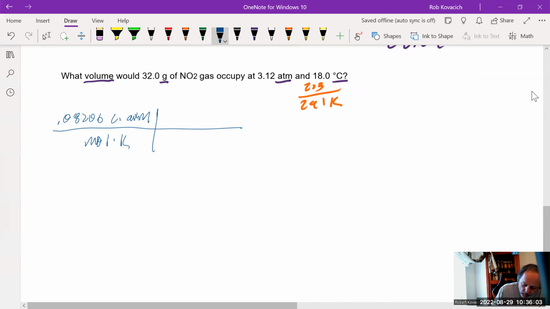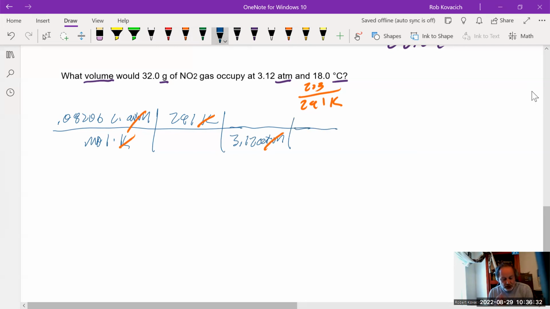That's good. I'm going to go ahead and start knocking stuff out here. 291, actually, I didn't want to do that. 291 K, and then we can cancel out the K's. Good. And then I can cancel out the ATMs with 3.12 ATM, and then ATMs are gone. All right, so how am I going to get rid of that mole unit?